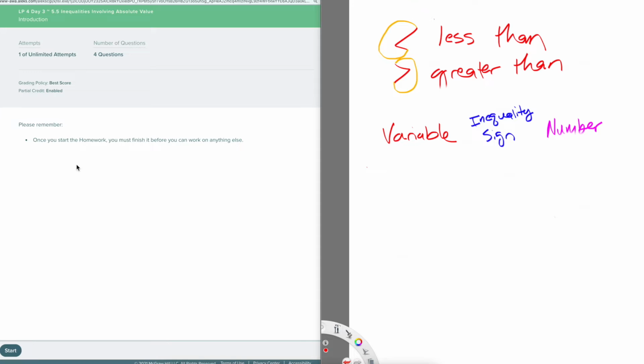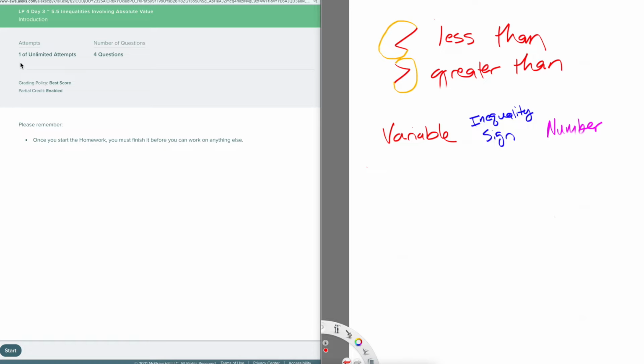All right, this is Chapter 5, Section 5, Inequalities Involving Absolute Value. This is for IM1 or Integrated Math 1. So just as always, there's a few things on this front screen to pay attention to. The first thing you'll see is the due date. I don't see that on the teacher preview, but you'll see it on your screen for the student.